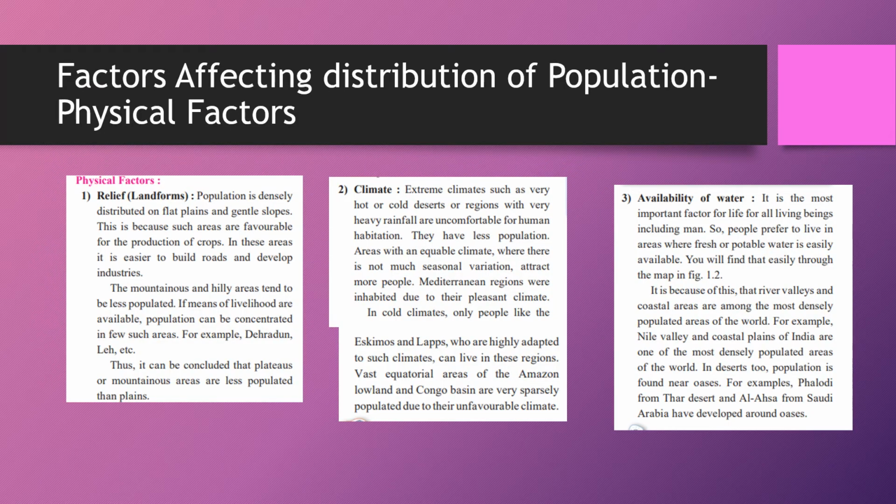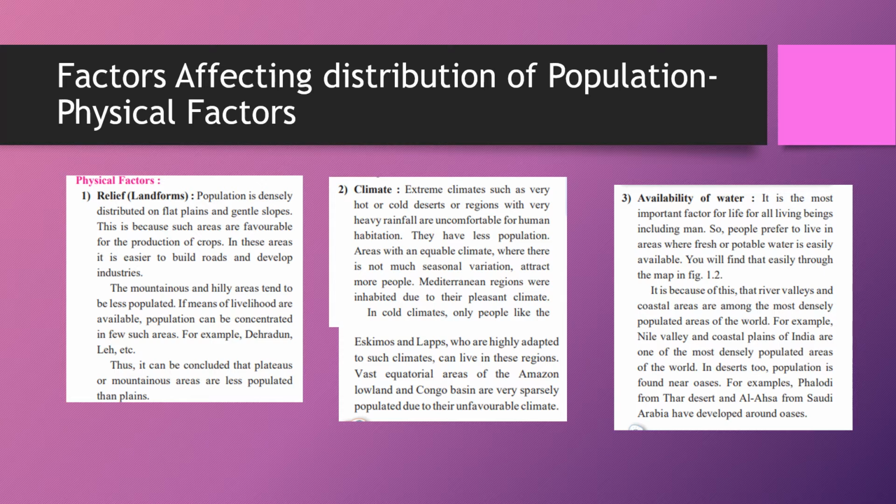Factors affecting distribution of population. So there are a few factors that affect distribution of population. One is the physical factors. Physical is something that we can see, we can feel, we can touch. The first one is landforms.